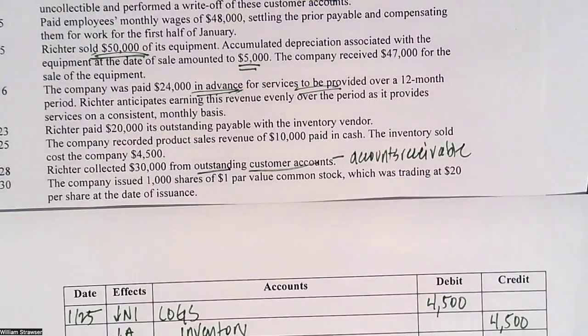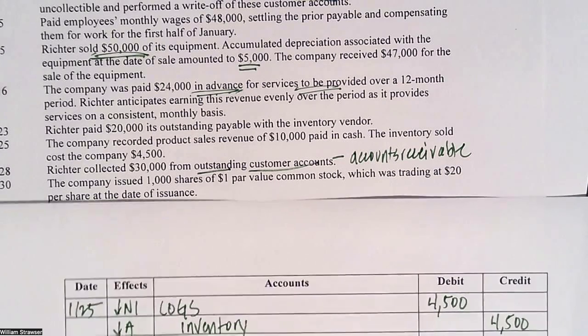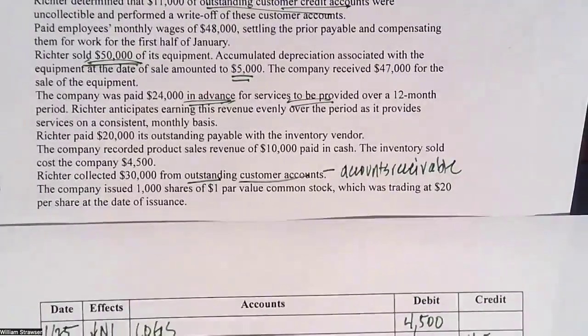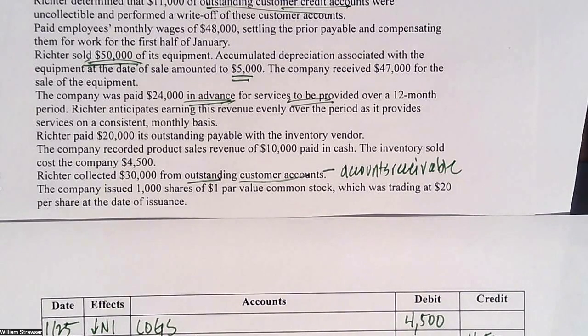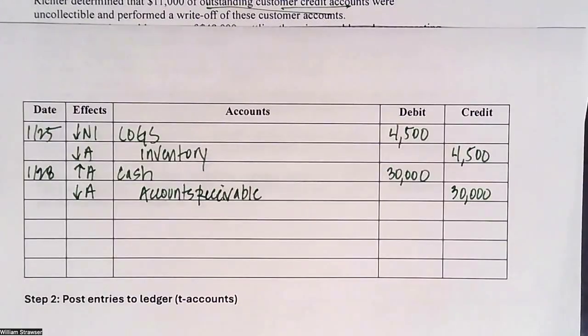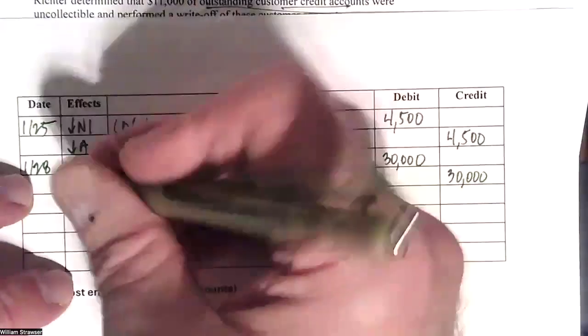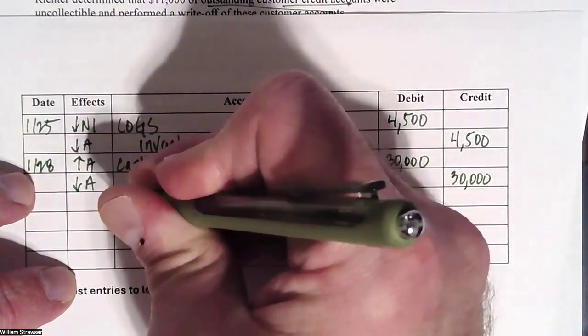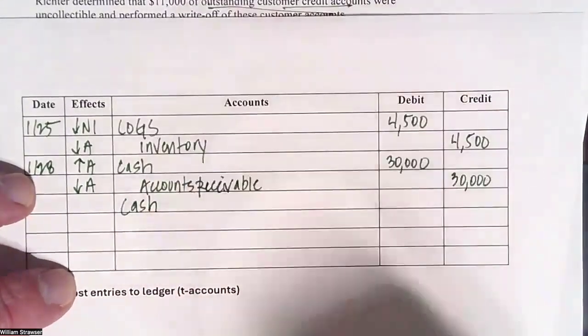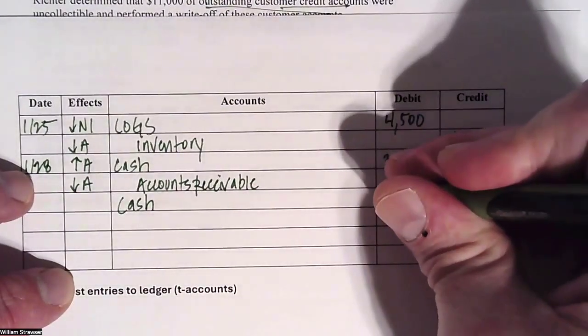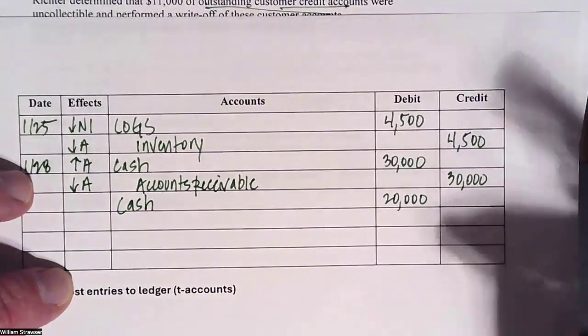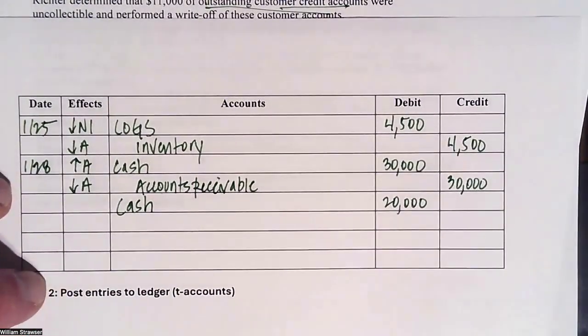And then finally, we have the company issuing 1,000 shares of $1 par value stock, which was trading at $20 per share at the date of issuance. So they made a small stock issue here, just raising some money. So they sold 1,000 shares at $20 per share. Issuing, that just means selling. So it's just market lingo for I sold it. Here, I would record the cash coming in. I sold 1,000 shares at 20 per share. So that's $20,000.